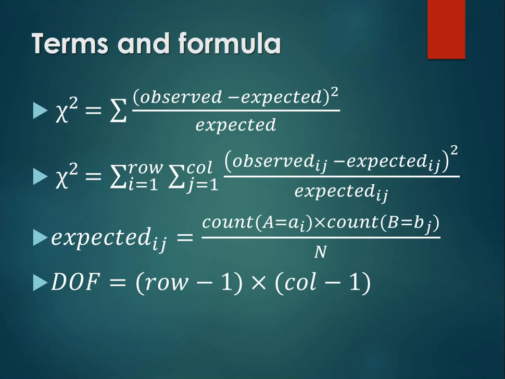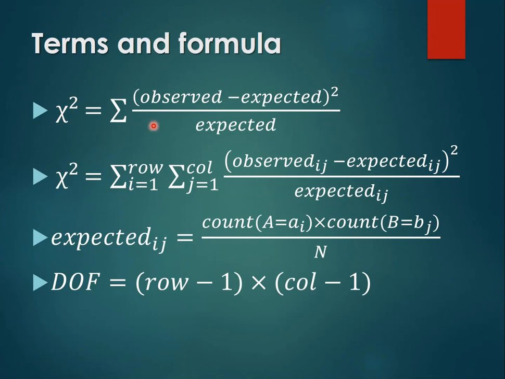Now let's look at the terms and formula. We have the symbol chi here and the squared. Chi squared equals the summation of the observed value minus the expected value, squared, divided by the expected value. It may seem quite a formula, but don't worry.